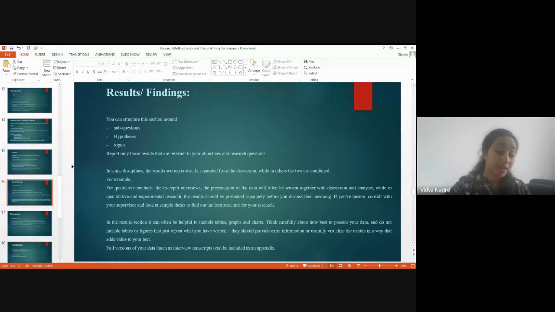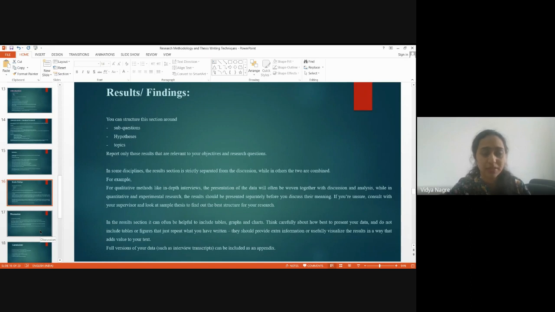So whatever you have analyzed, you have some observations or you have some findings. Those you can compile in a separate chapter. So you can structure this section around sub-questions, hypotheses, and topics. Report only those results that are relevant to your objectives and research questions. When you are doing an analysis, there is a possibility that you may come across some irrelevant findings also, which are not exactly matching to the objectives of your own, right?